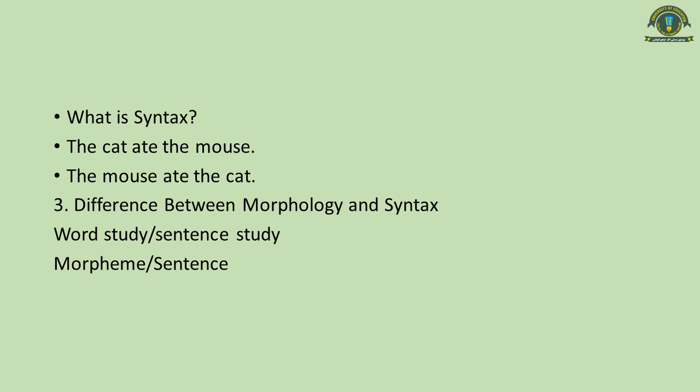Look at the following examples. The cat ate the mouse. The mouse ate the cat. These two sentences convey two different meanings, although they contain the exact same words. It is the word order of the sentences that affects the meaning of these two sentences.